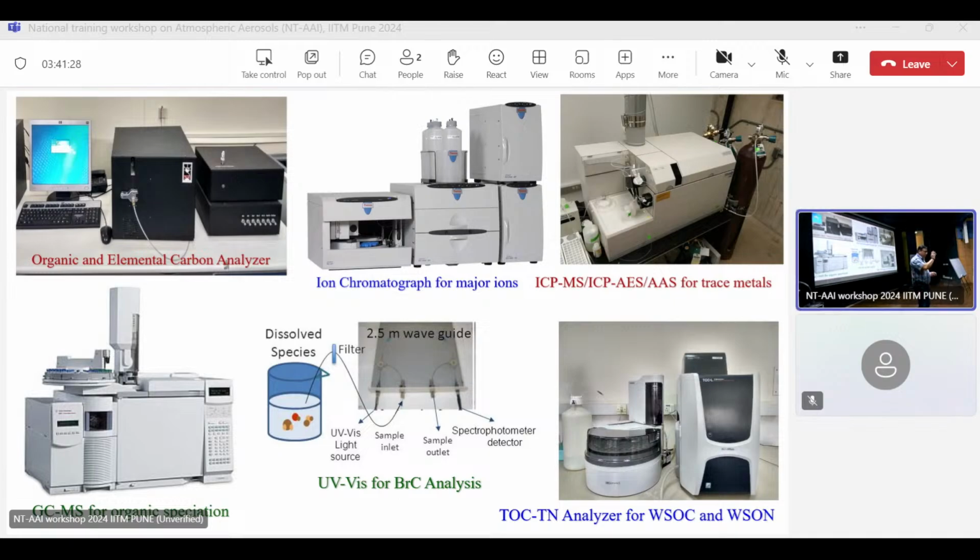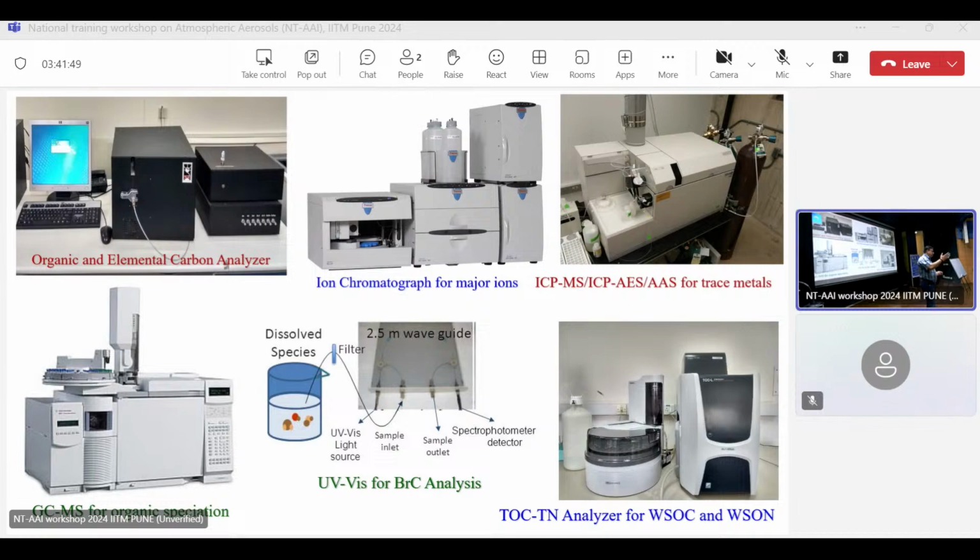ICP-MS, again, you are putting things in plasma, you are separating them by m/z, the mass to charge ratio, and then putting it to a detector and getting the concentration. Sensitivity wise, ICP-MS is the most sensitive, it can go to very low concentration, to the ppt level.